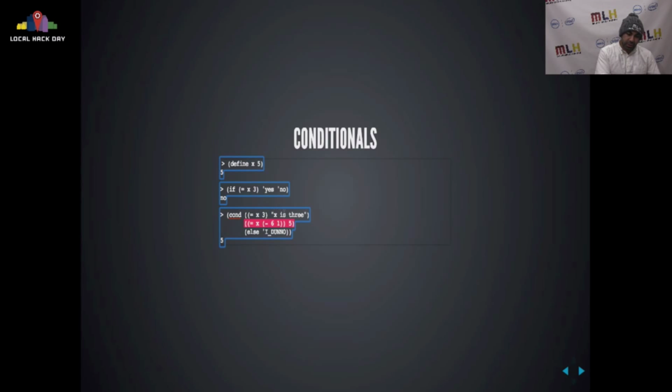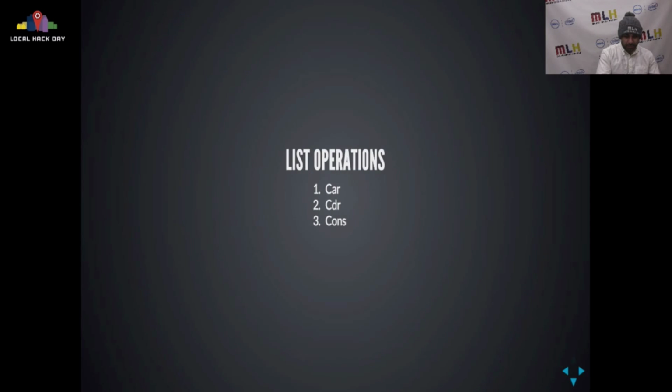After all your conditionals, you can always have an else, and if none of the previous ones happen, this will always be true, and then it'll run that. So in our example, we get 5. That is conditionals in Scheme.